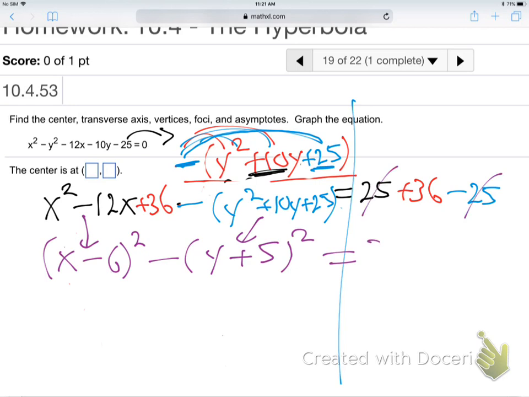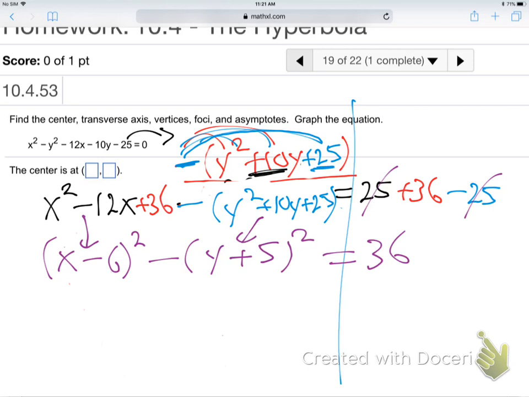Equals, these guys cancel, 36. Is that good? It's always good when a really clean number is over here, huh? That's reassuring. If you'd added the 25, you would have had like 116 or something. That's not a nice number. It's a good sign something's wrong.